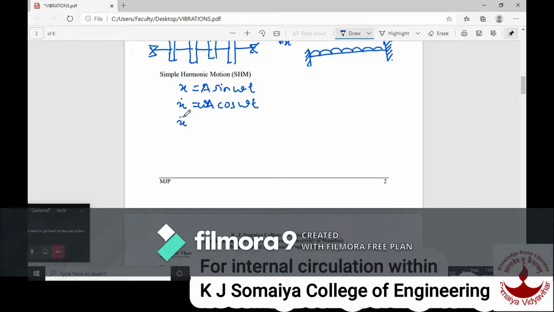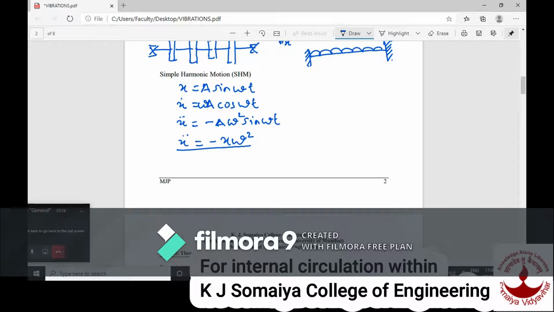Similarly, if I take the second derivative of displacement, or acceleration, it can be written as minus a into omega square sin omega t. But we know that a sin omega t is nothing but x. So what we can write is x double dot will be equal to minus x into omega square. So these are the characteristics of simple harmonic motion.